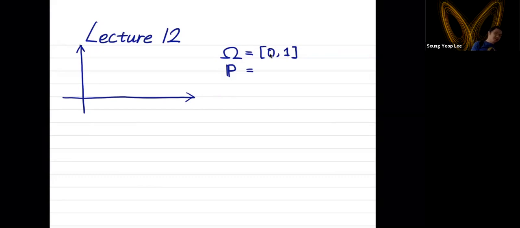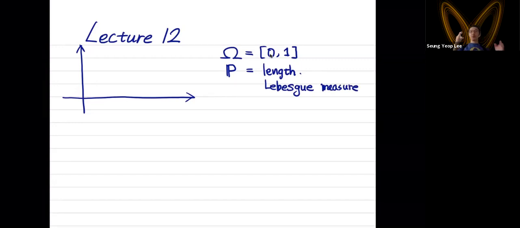I chose whatever set has the probability measure given by the length, or more exactly, it's Lebesgue measure. So obviously, the probability of the whole sample space omega will be 1. Length is 1.